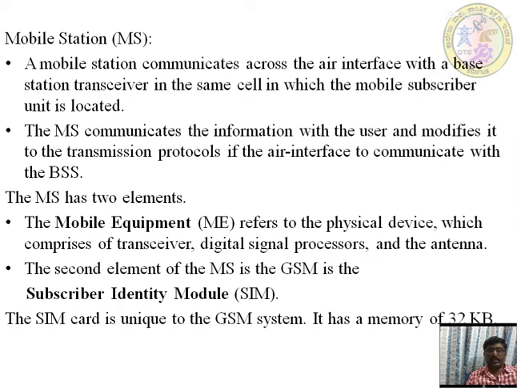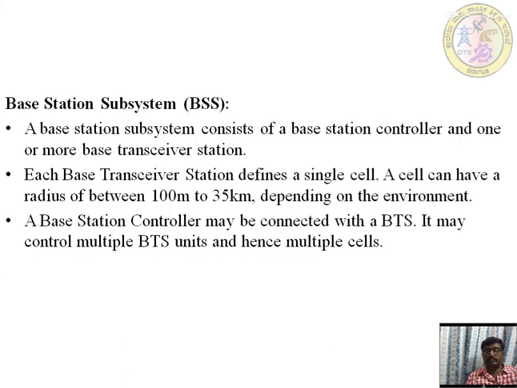The mobile station communicates the information with the user and modifies it to the transmission protocol of the air interface to communicate with the BSS. The MS has two elements. The mobile equipment refers to the physical device, which comprises the transceiver, digital signal processor and the antenna. The second element of the MS is the subscriber identity module, that is the SIM. So what is the long form of SIM? Subscriber identity module. It will have a unique number. The SIM card is unique to the system. It has a memory of 32 kilobytes.